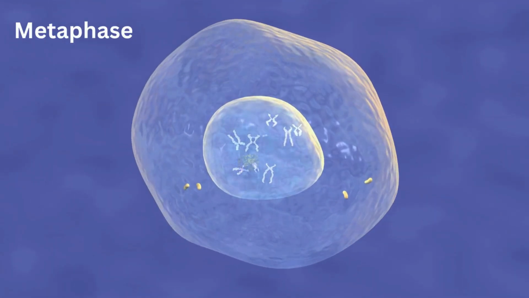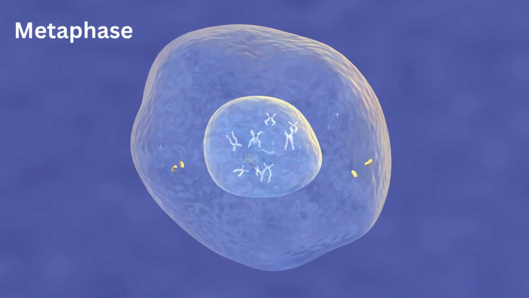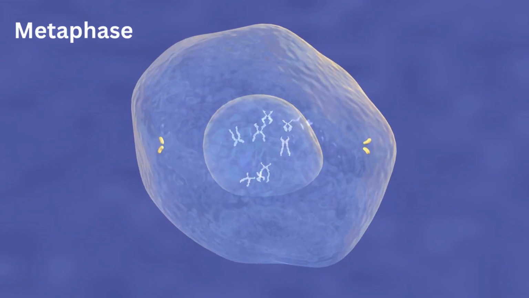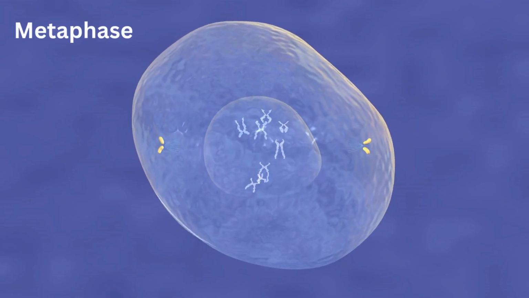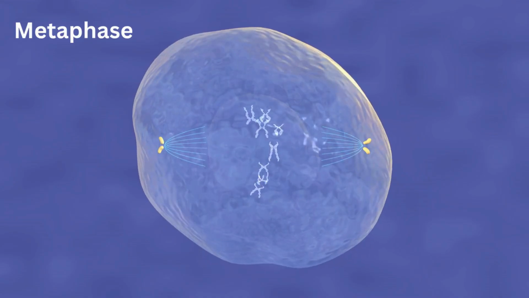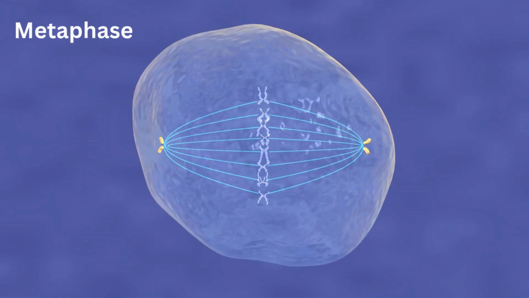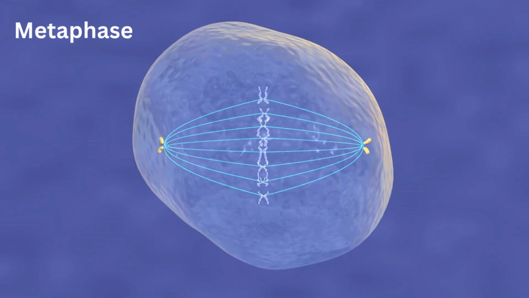In metaphase, the chromosomes align at the center of the cell, along an imaginary plane called the metaphase plate. Spindle fibers attach to each chromosome. This step is important because the cell checks that everything is properly aligned before the chromosomes are pulled apart.